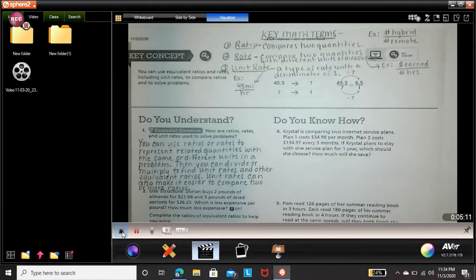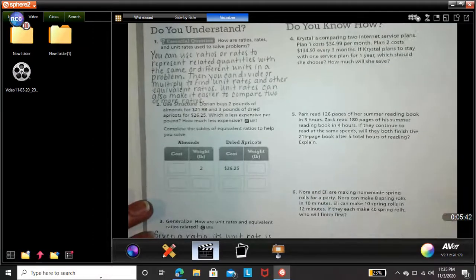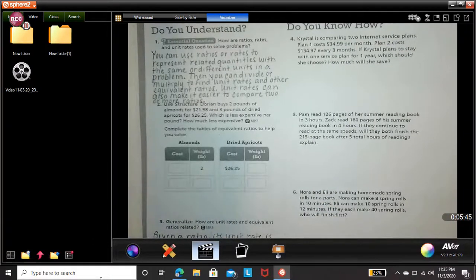Number 2, using structure. Dorian buys 2 pounds of almonds for $21.98 and 3 pounds of dried apricots for $26.25. Which is less expensive per pound? How much less expensive? Complete the tables of equivalent ratios to help you solve. So as you can see in this problem, our information is organized in these tables. Tables are an effective way to show rates, unit rates, and other conversions.